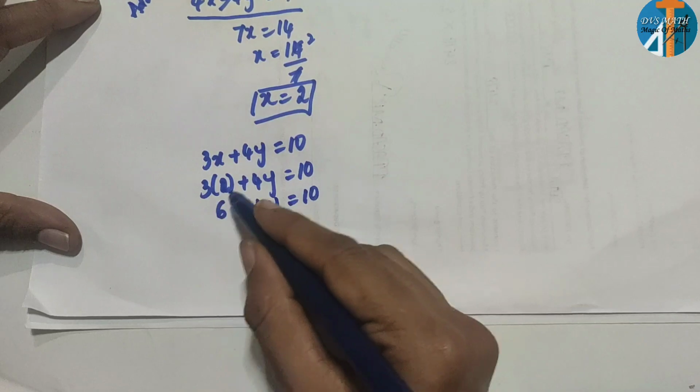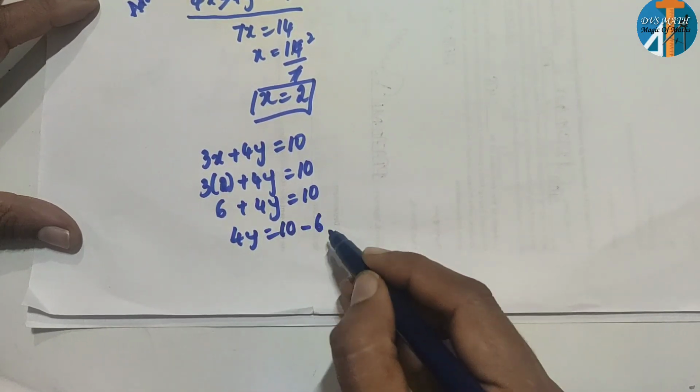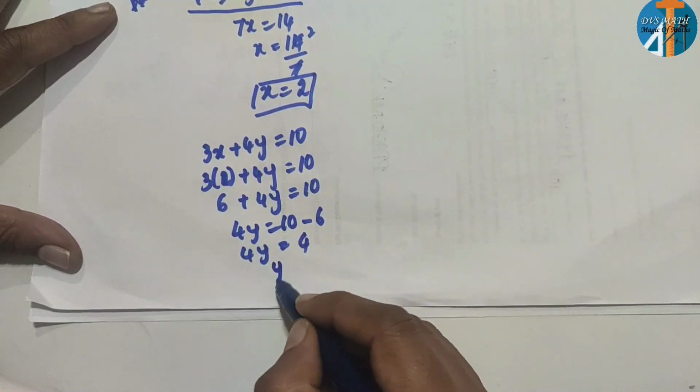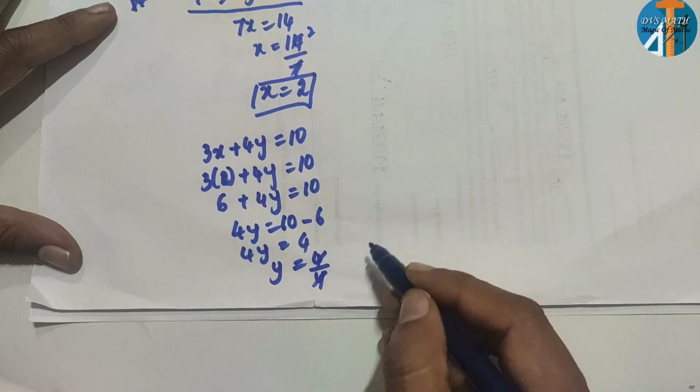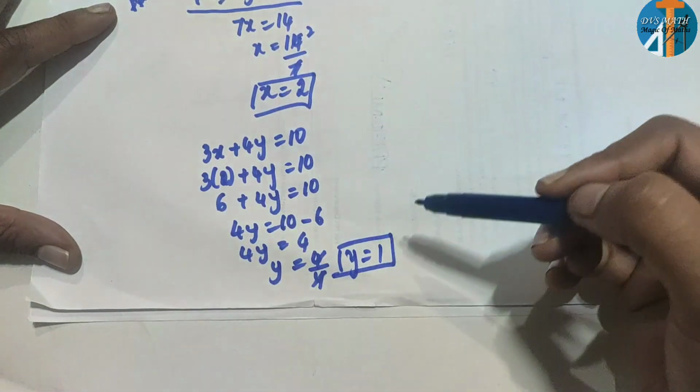Okay, now let us take 6 to that side. So 4y is equal to 10 plus 6 becomes minus 6. So 4y is equal to 10 minus 6, it is 4. Y is equal to 4 by 4, cancel. So finally y is equal to 1. So x is 2, y is 1.